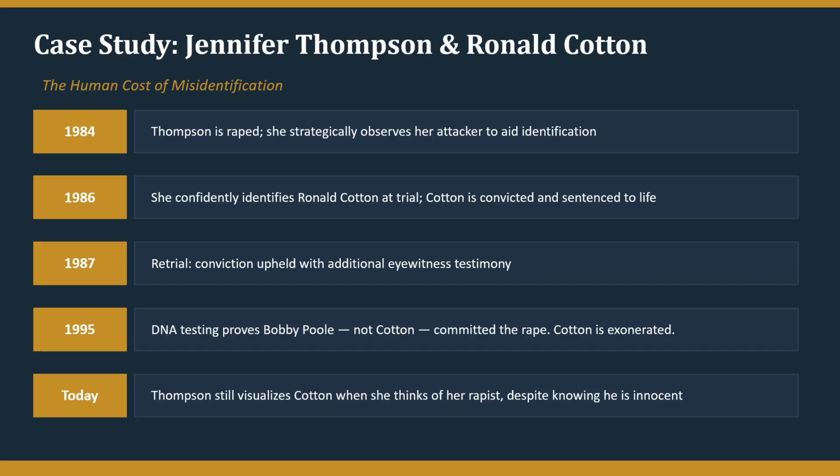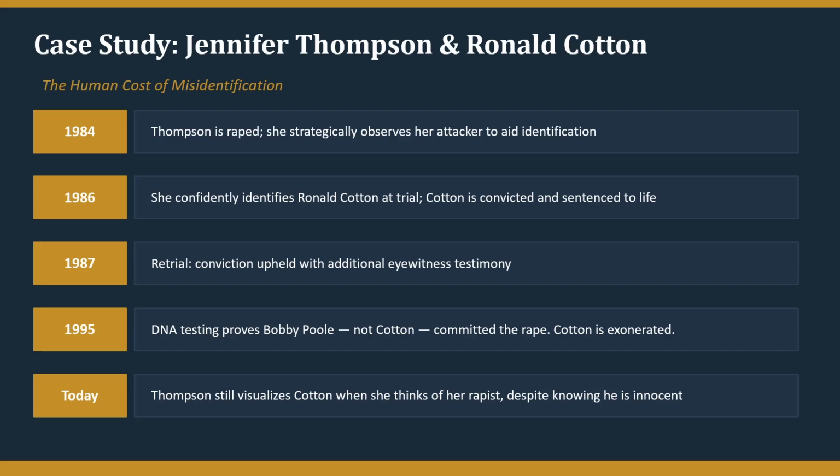In 1987, the conviction was appealed and a retrial was ordered. At the retrial, a second rape victim from the same night who had previously passed over Cotton in a lineup now came forward and identified him. Cotton's lawyers argued that another inmate, Bobby Poole, had bragged about committing the rape. Thompson looked at Poole and told the jury she had never seen him before in her life.